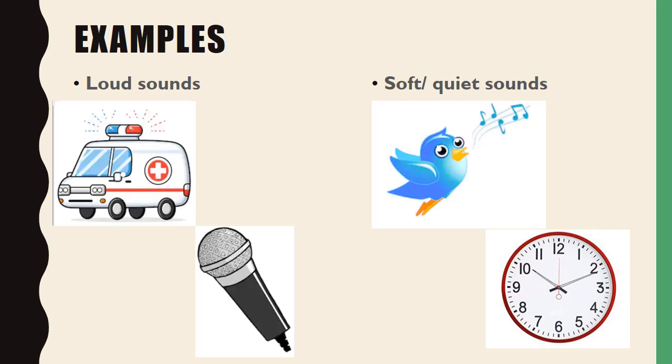While on the other hand, for the soft or quiet sounds, we have the bird. When you hear the bird chirping, it is a quiet or soft sound. Also, the tick of the clock. When the hands of the clock move, it makes soft or quiet sounds.